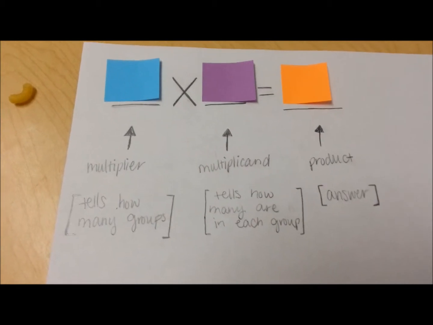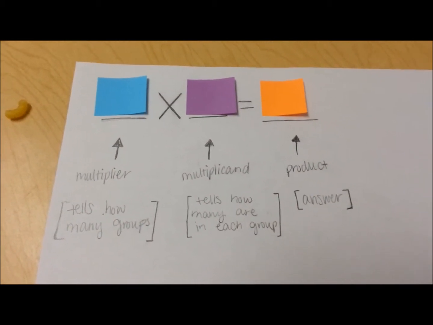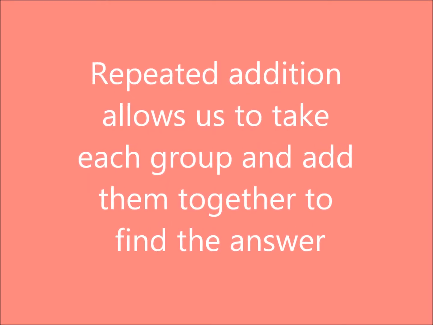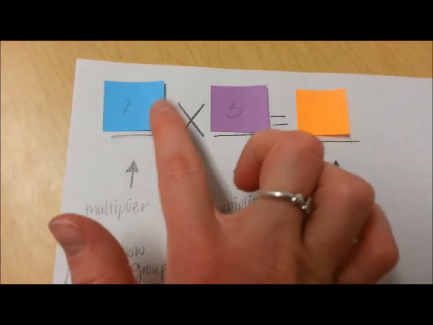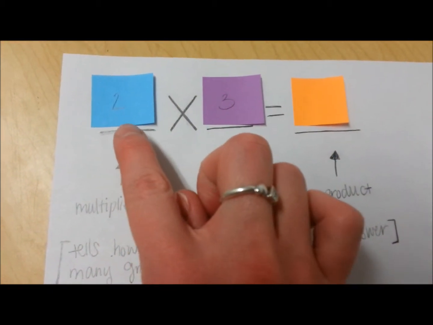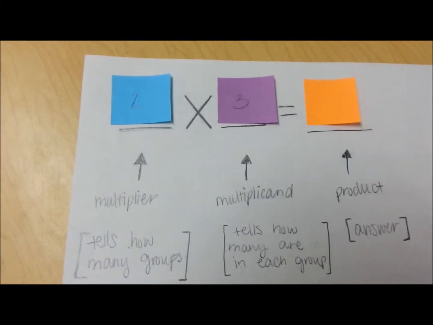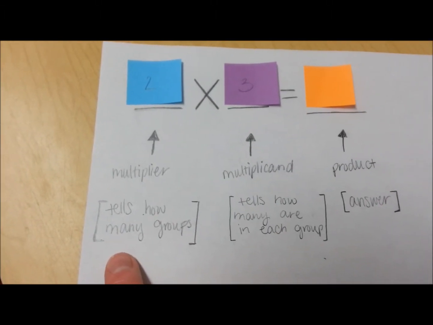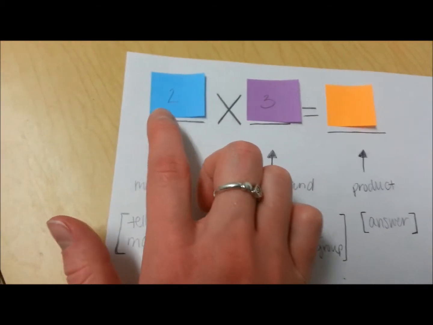One way we can multiply is by using repeated addition. For example, say we have a problem that has us multiply 2 times 3. How would we solve this? Well, first we remember that the first number tells us how many groups there are. So that means there are going to be 2 groups of noodles.